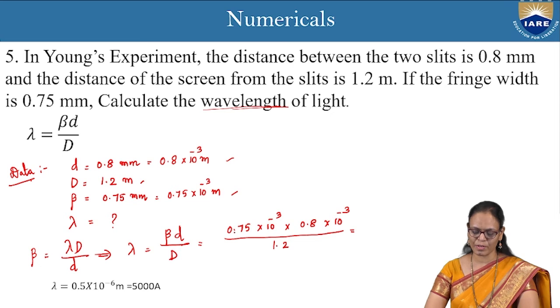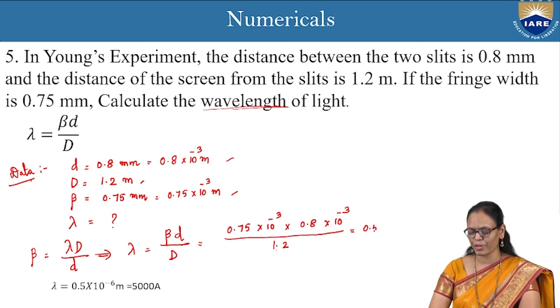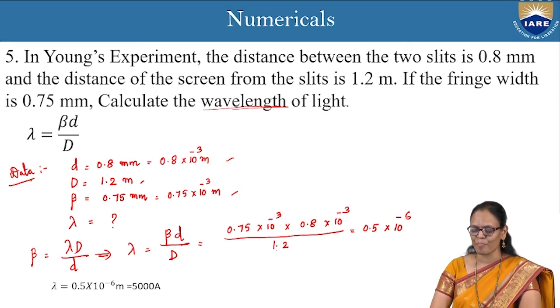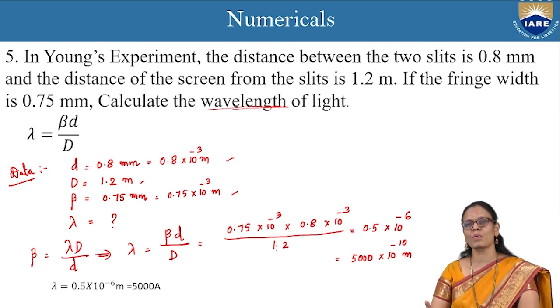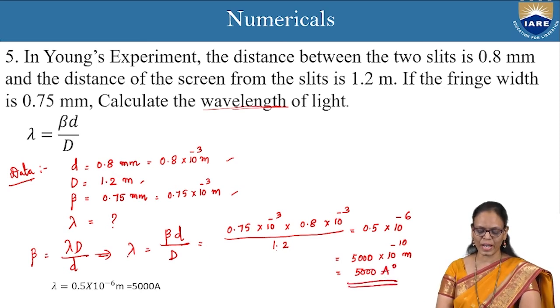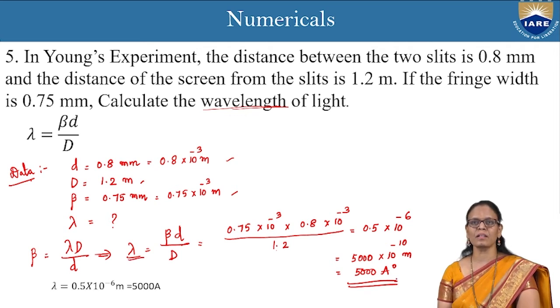So when you simplify 0.75 into 0.8 upon 1.2, you get 0.5 into 10 power minus 6. Here you have minus 3 and minus 3, so this is minus 6. Now I will shift this decimal 4 places: 1, 2, 3, 4. So I can write it as 5000 into 10 power minus 10 meter. And 10 power minus 10 meter is 1 angstrom, because generally we express the wavelength in angstroms. So it is 5000 angstrom. So the wavelength of light that we are using here is 5000 angstrom.